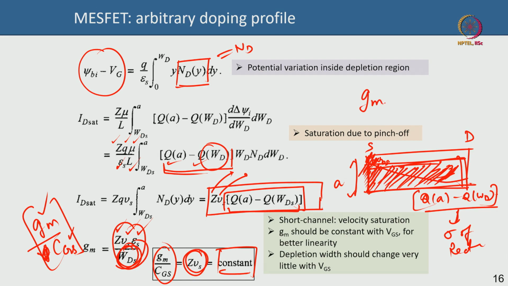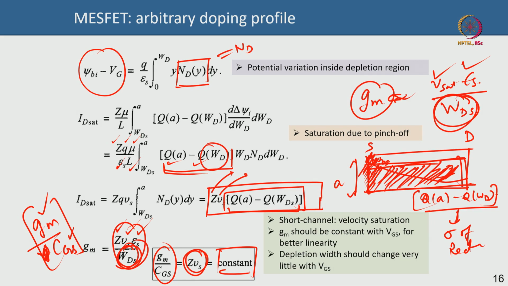In reality, g_m is your velocity of saturation times the dielectric constant times your W depletion. So g_m can be constant and independent of gate voltage for better linearity if W_D_S, the depletion region, is independent of the gate voltage, because velocity of saturation is constant and dielectric constant is constant. To obtain better linearity, we need a constant g_m. A constant g_m is possible when your depletion width is constant with respect to gate bias. What it means is that the depletion width should vary very little with gate bias.